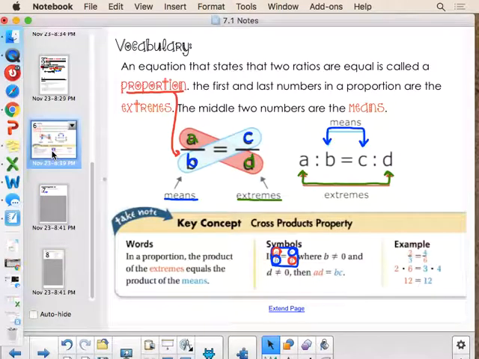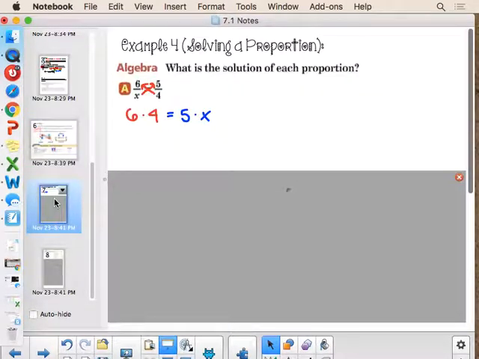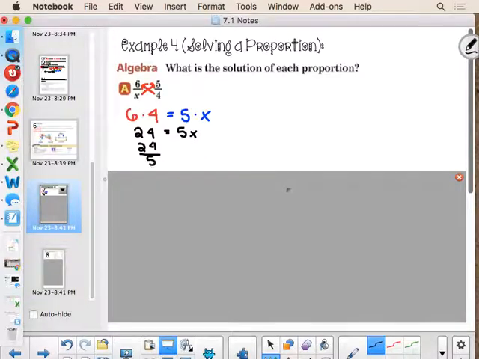Going back to this page, remember, B and C were my means. A and D were my extremes. And that's why I said 6 times 4 are my extremes and 5 times x are my means. And now we just need to simplify. 6 times 4 is 24. This is 5x. Divide both sides by 5. So we have 24 fifths is equal to x. If you are more interested in the decimal answers, our decimal answer is 4.8.